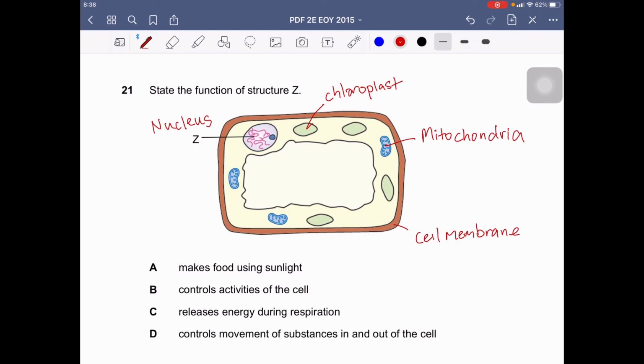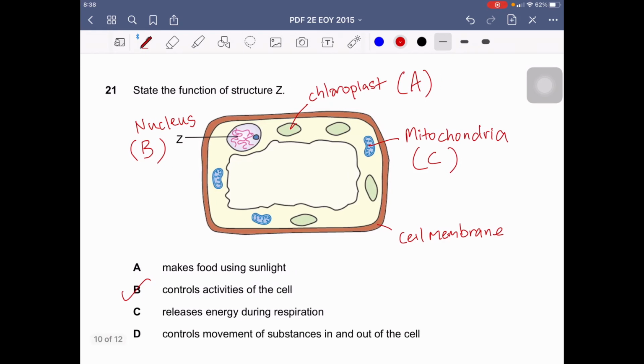Now, the nucleus's function is basically to control the activities of the cell. These are all factual questions, so you just have to remember them. And chloroplast is to make food using sunlight. So this is for option A. Mitochondria is to release energy during respiration. It has something to do with our metabolism. You move, you need energy. You want to jump, you want to breathe, all this needs energy. So mitochondria helps to regulate the releasing of energy during your respiration process. And of course, the cell membrane is to control the movement of substances in and out of the cell.